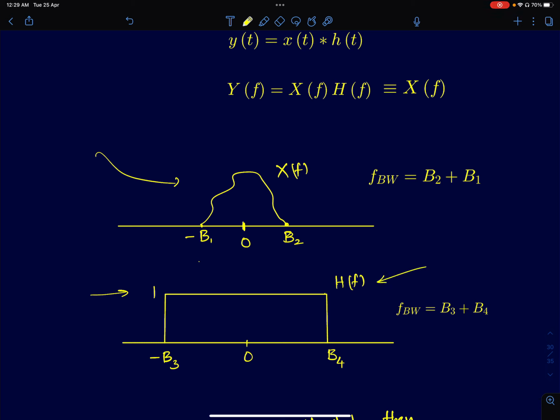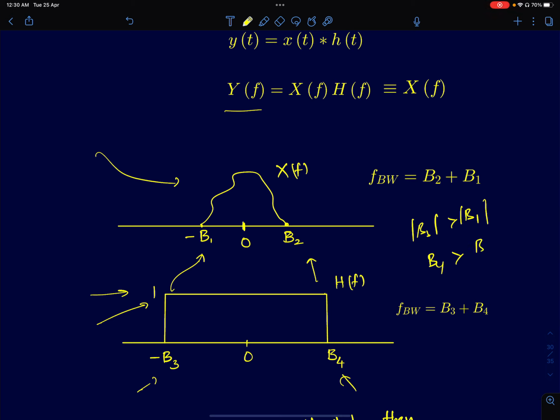Okay, but here the ideal condition, because I want x of f to be exactly equal to y of f, h of f has to be 1 within that band where your x of f is non-zero. That's the only condition you'll have to satisfy. So I can assume some h of f which is flat in this region minus b3 and b4, and it is assumed that b3 is greater than b1 and b4 is also greater than b2. So mod of b3 is greater than b1, and similarly b4 is greater than b2.